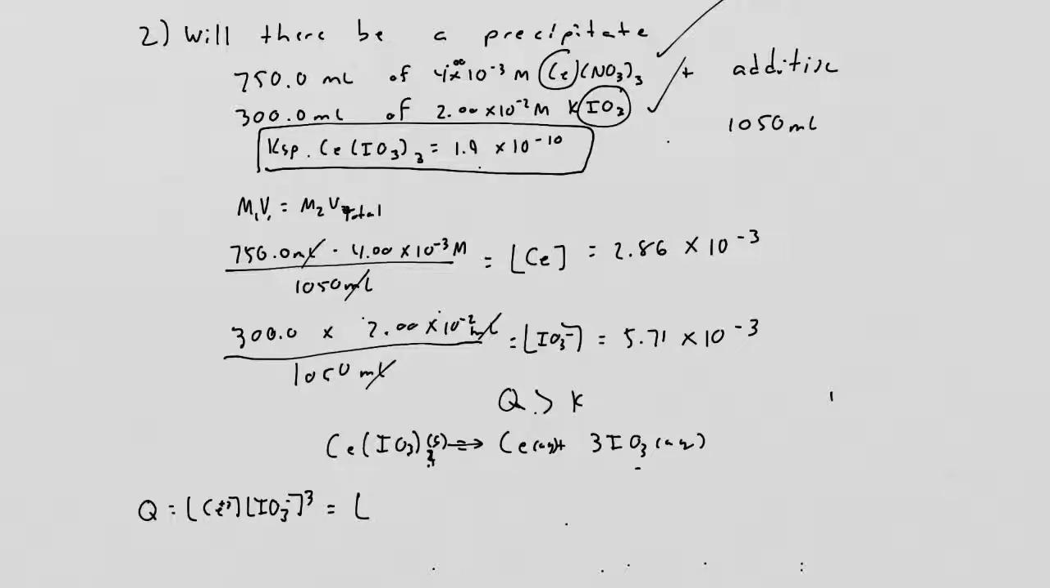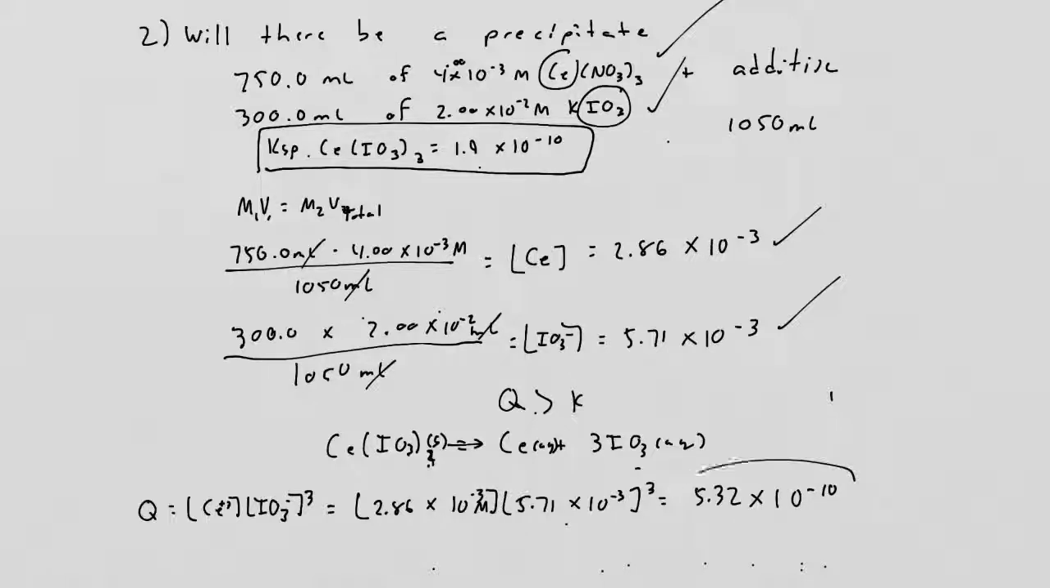So we're going to use these values over here, which I'm checking off right now. We're going to use the 2.86 times 10 to the minus 3 to the first power times, and we can put the big molar in there if we want, the 5.71 times 10 to the minus 3 to the third power in the second bracket. That's the iodate concentration. When we do this, we get a value of 5.32 times 10 to the minus 10. Now this value is not much bigger, but it is bigger than 1.9 times 10 to the minus 10. And this means we will, in fact, have a precipitate.